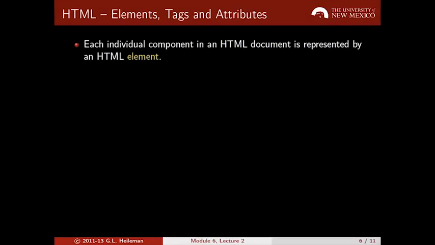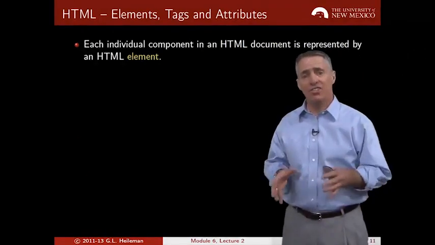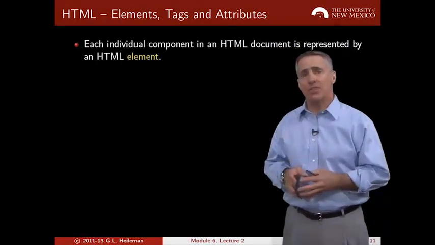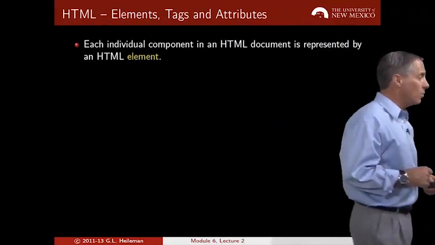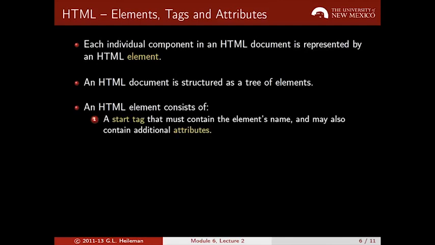The important thing to understand about HTML is that each individual component in an HTML document is an element, and that element can be styled. This is how we're going to do things. We're going to style those elements. The elements themselves form a tree structure, and this is used extensively in your browser to understand how to style the content in the web page, by going through that tree structure and styling specific elements.